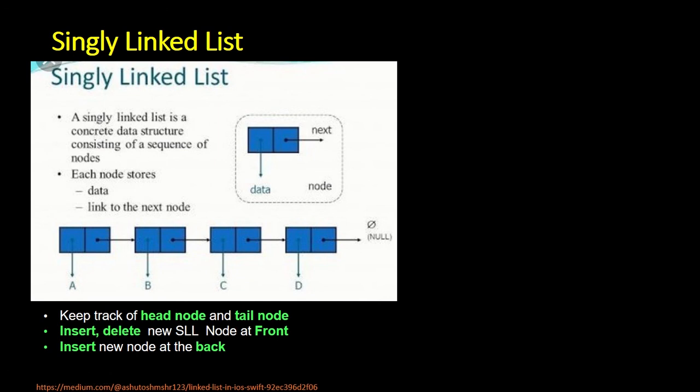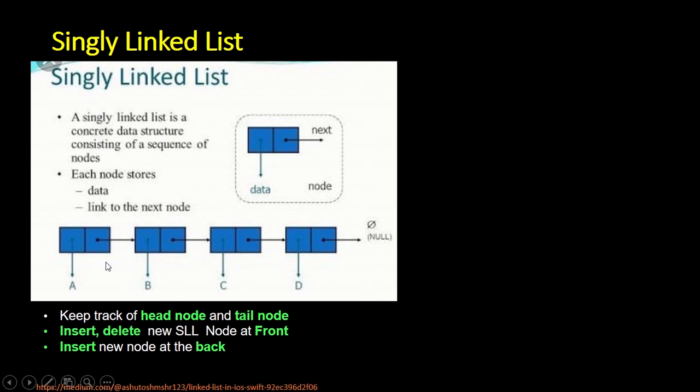So we have what we call a singly linked list. It is a concrete data structure consisting of a sequence of nodes. This is like the normal linked list, because each node contains the data and the link to the next node. What we do is we keep track of the head node and the tail node. Then we insert and delete a new SLL node at the front, and also insert a new node at the back.